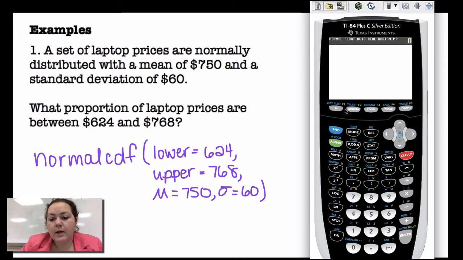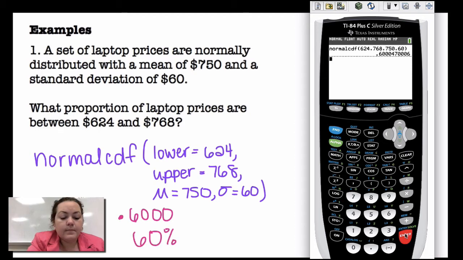All right, so in my calculator, what I'm going to do is go to my distributions menu by doing second vars. I'm going to go down to normal CDF, hit enter. I'm going to put my lower bound of $624, my upper bound of $768, my mean of $750, and my standard deviation at $60. Hit paste, hit enter again, and we get our answer, which is 0.600004.